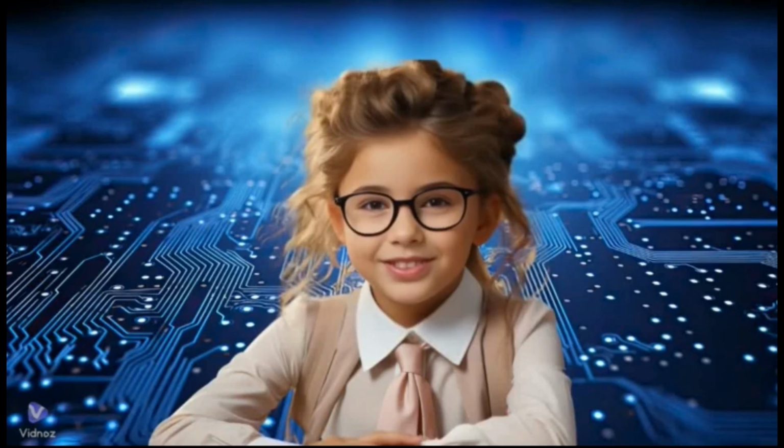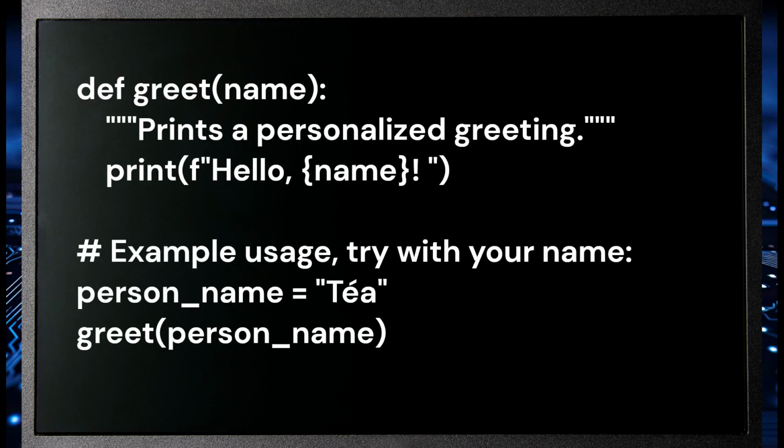To call a function, we simply use its name followed by the arguments we want to pass, enclosed in parentheses. Let's see an example. Here, we've called the function greet with the argument Taya. The code will print the greeting, hello, Taya.